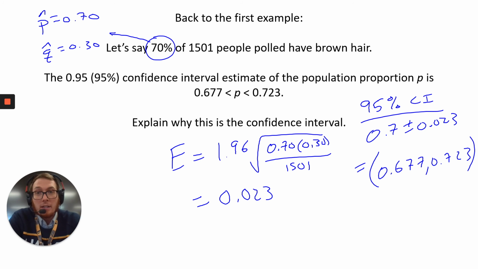The third way is you write the first number less than p, not p hat, p, because we're trying to see where the population proportion is, not the sample, and then less than 0.723. All 3 of those would be acceptable ways to write. To be honest, I think this parenthesis one with the interval notation is probably the easiest to write, especially digitally. But your homework may use any of the 3 at different times. Remember, 0.7 is the point estimate, and 0.023 is the margin of error.